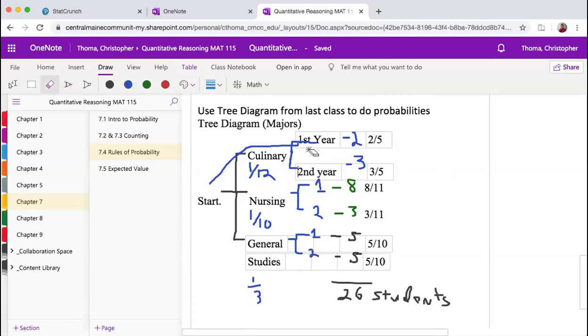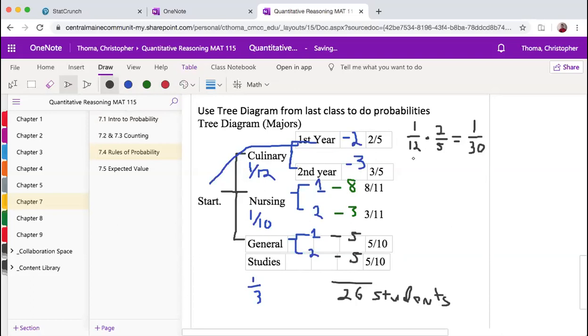So the way this multiplication rule works: if I start here and I go through culinary and I go through first year, these 2 things are touching, so that means I multiply them. So 1/12 times 2/5 equals 1 over 30, if I did the math in my head right. 2 over 60, yeah.